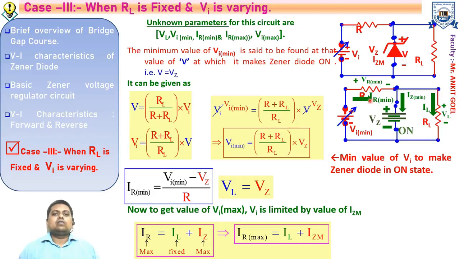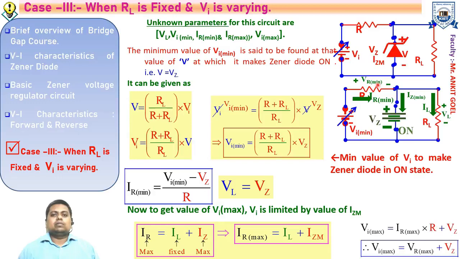Once I have the value of IR maximum, the maximum value of the current, I can find the VR maximum, as Vi maximum is equal to IR maximum into R plus Vz. Right, so we know the value of IR maximum, that is the maximum current through the series resistance. So Vi maximum is equal to VR maximum plus Vz. So this is the range you can easily find for the case when the input is fluctuating.